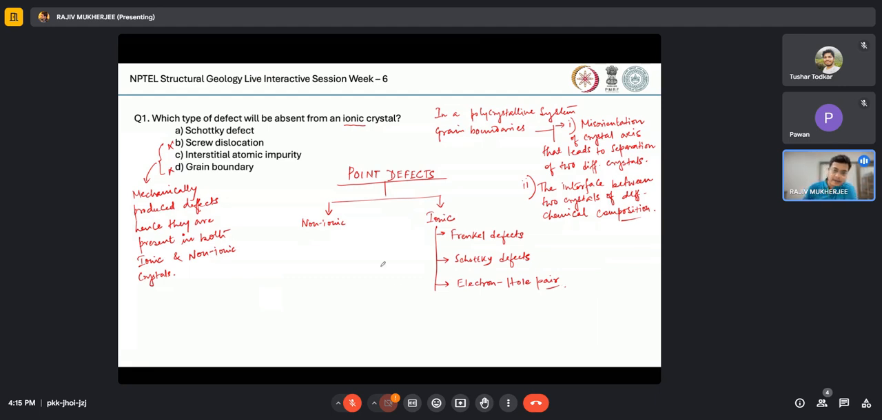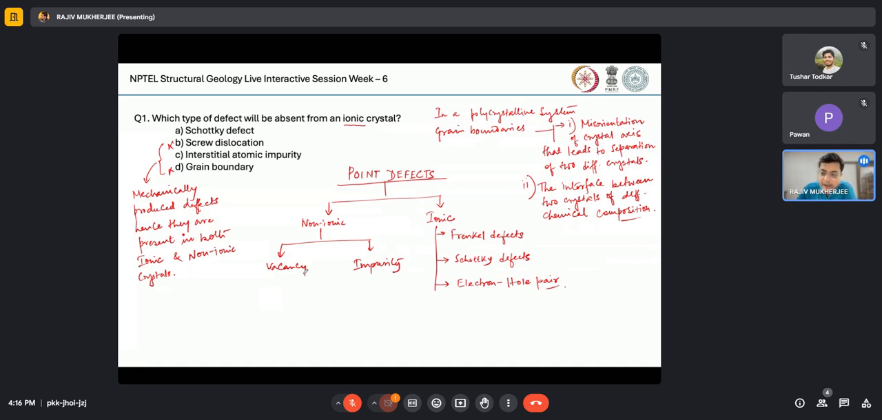Now coming to the non-ionic crystals. For non-ionic crystal, point defects can originate in two types. Either there will be an absence of an atom, so that is vacancy, or an unwanted presence of another atom, that is impurity. So vacancy means there will be an absence of an atom or a molecule. And impurity is an unwanted presence of an atom or a molecule. That means they are out of place.